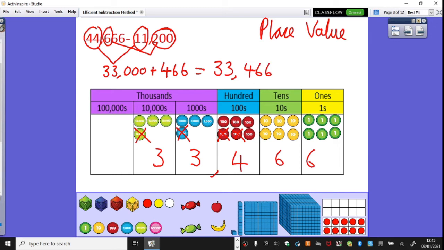Another way to think about it is to write your number, 44,666, and think about what you're taking away. So can I take away the 11? Yeah. Can I take away the 200? Yeah. So that place value understanding actually is a way of doing that mentally in our heads, that we can see there's no exchanging. We can simply, like our example here, show that subtraction.